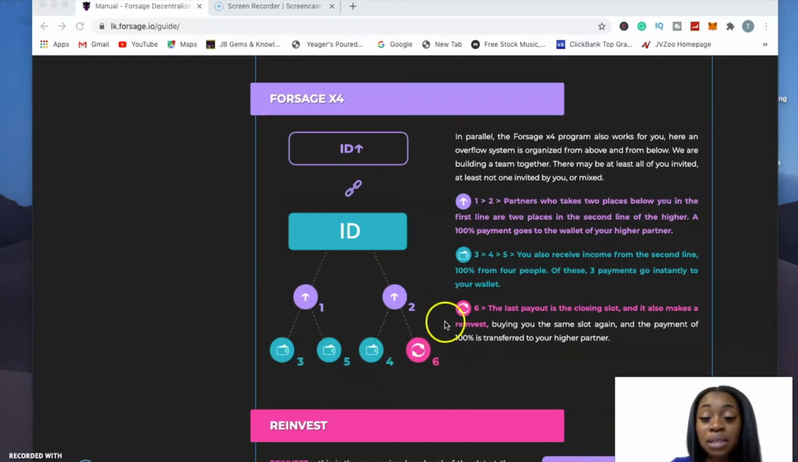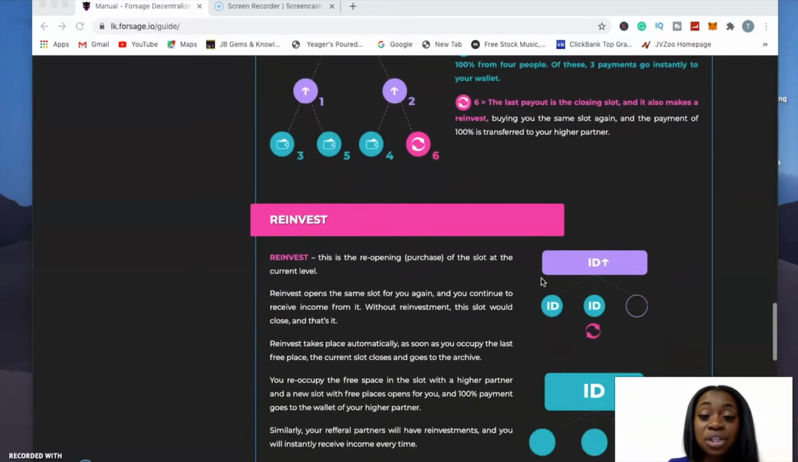Okay, now we're talking about the 6th one. The last payout is the closing slot, and it also makes a reinvest, buying you the same slot again, and the payment of 100% is transferred to your upline partner. So basically what this is saying is once you get to the 6th slot, it's clearing all of this stuff so that you can fill these slots again, and it goes up to your upline partner.